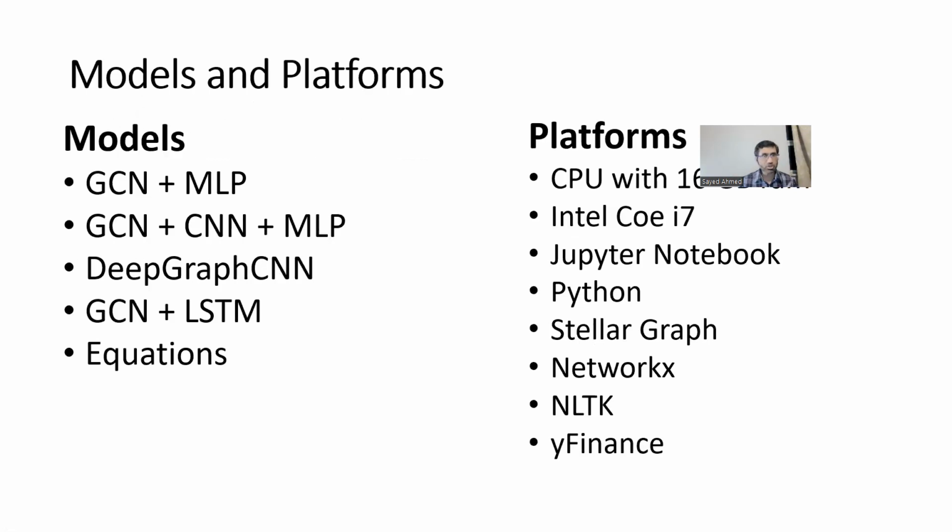So in terms of implementation, models and platforms, you can see that I tried these models as I told before: GCN MLP, GCN CNN MLP, Deep Graph CNN, GCN LSTM, just using raw equation. Those were my intention, but I did not actually reach there. The platform that I used: NetworkX for graph display, an analytics tool for financial news, yfinance scraping, StellarGraph, some graph libraries, and some other stuff.